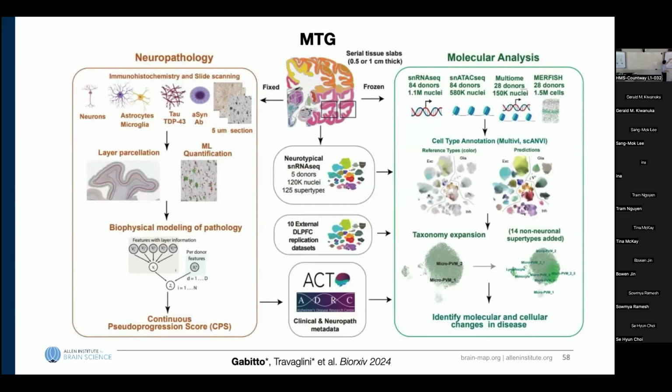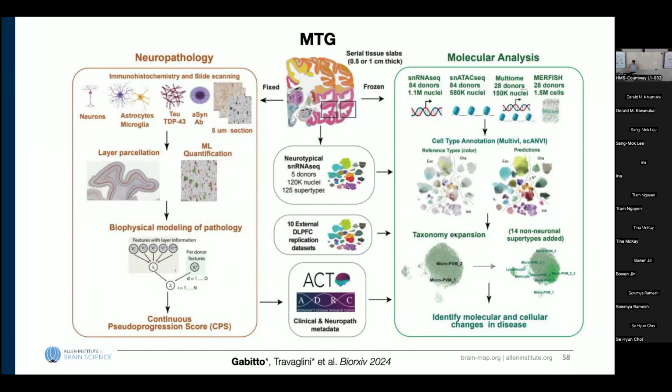On the one hand, we profile measures of neuropathology or the pathology of Alzheimer's that is happening in the tissue in multiple regions in the brain. And then we take different nearby tissue slabs and we perform single-cell RNA-seq, ATAC, multi-omic, spatial transcriptomics. We did much more, but anyway, let's stay there. So the first paper that you could find in bioRxiv is pertaining to the analysis of one brain region, and it's called the middle temporal gyrus.